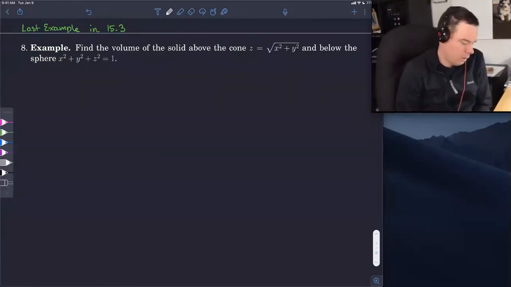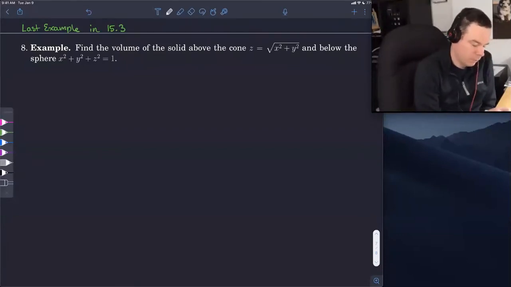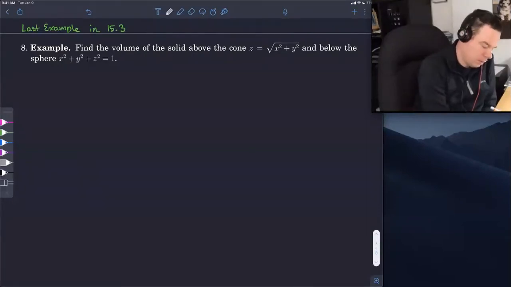We've got a region that's bounded between a couple of surfaces, and we're interested in finding the volume. So we want to find the volume of the solid above the cone z equals the square root of x squared plus y squared. So let's get a sketch of this thing.